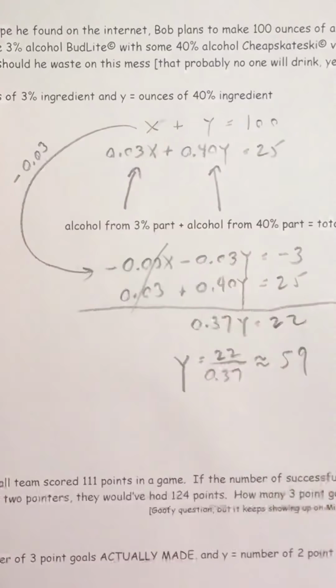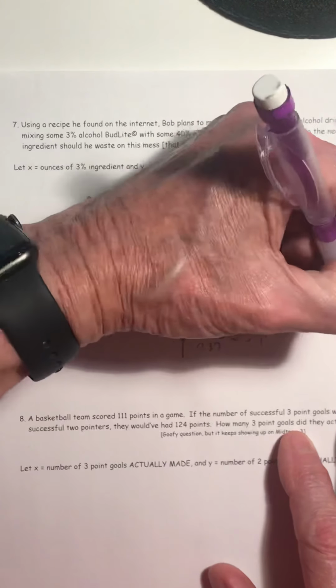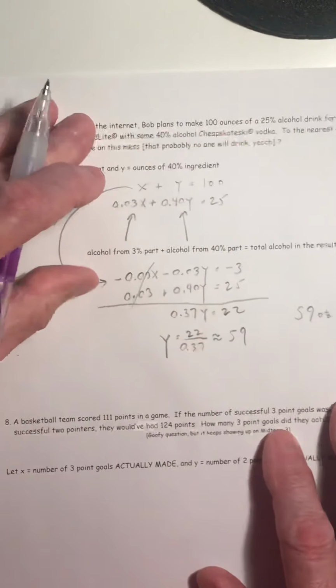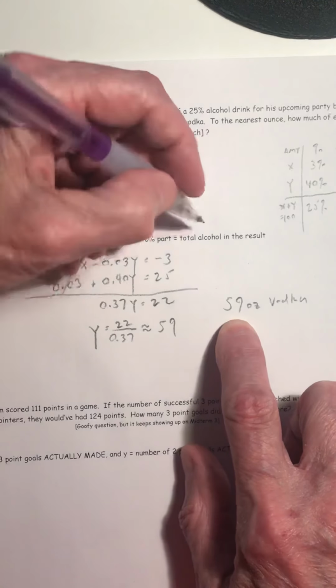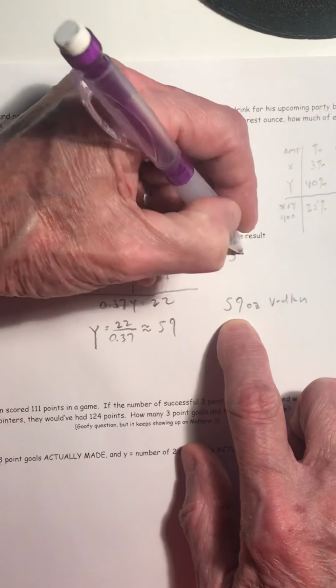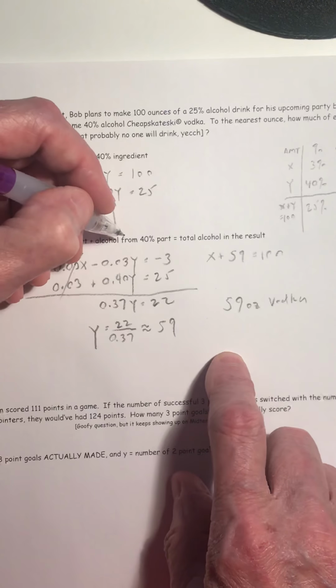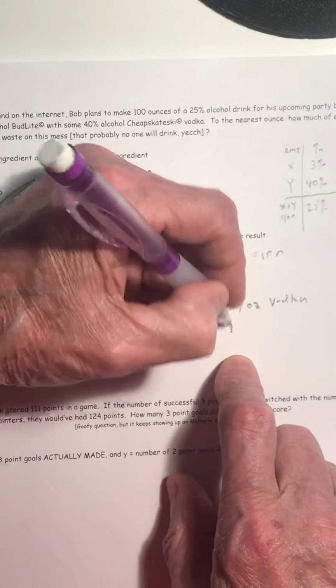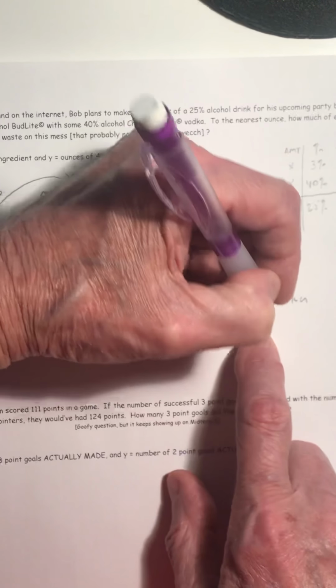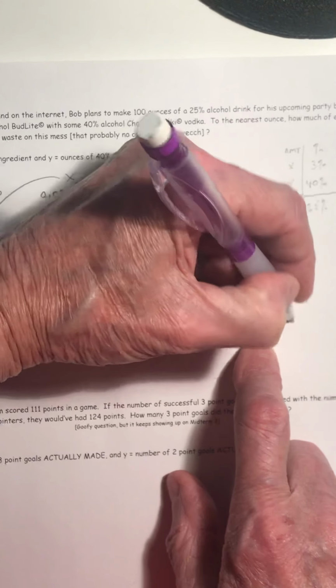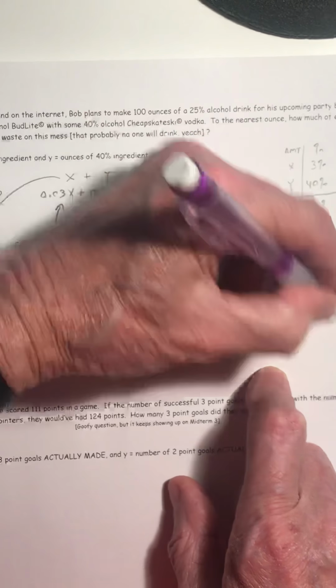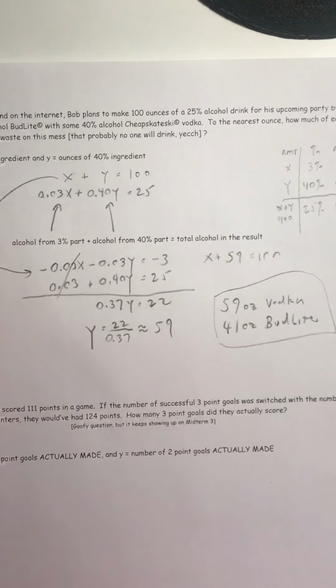Y was the vodka, so 59 ounces of the vodka. And if I write X plus 59 equals 100, from that top equation, subtract 59 from both sides, I get 41 ounces of Bud Light. Gross, but that's how that breaks down. Okay, I'm going to stop this and do a separate video for the bottom problem.